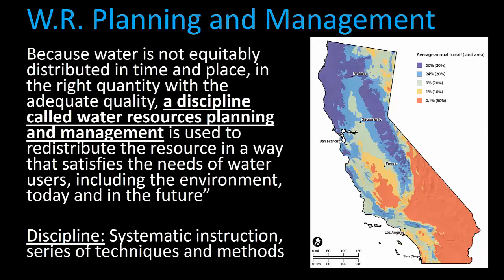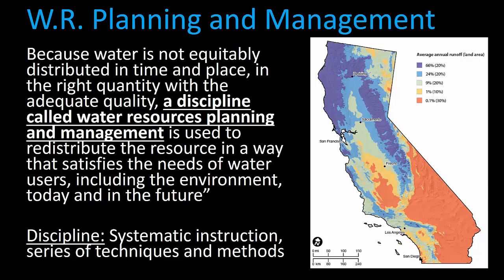So in essence, water is not equitably distributed in time and place. We do not receive all the water that is raining. It will not rain every day, so we can collect it and use it on that day. And so it's not in time, and not also in place. We have sometimes more rain in certain regions than in others, in this case, in the Sierras.